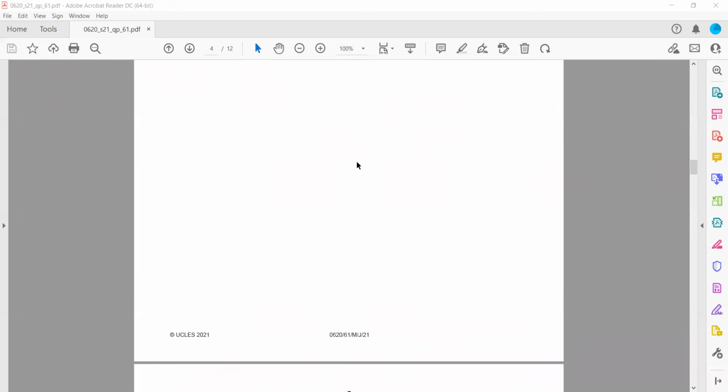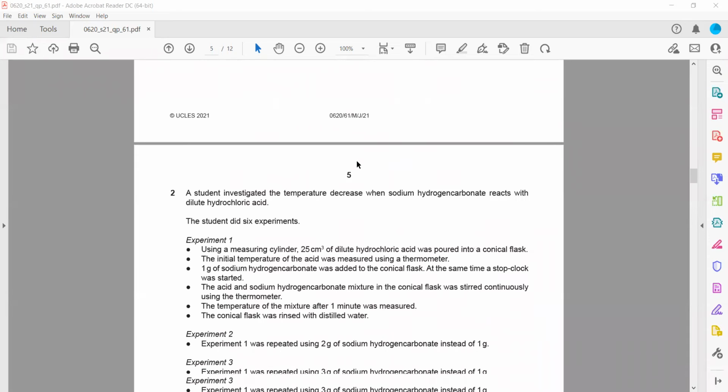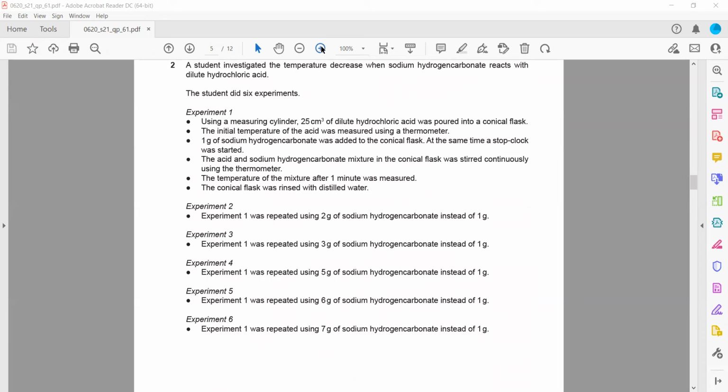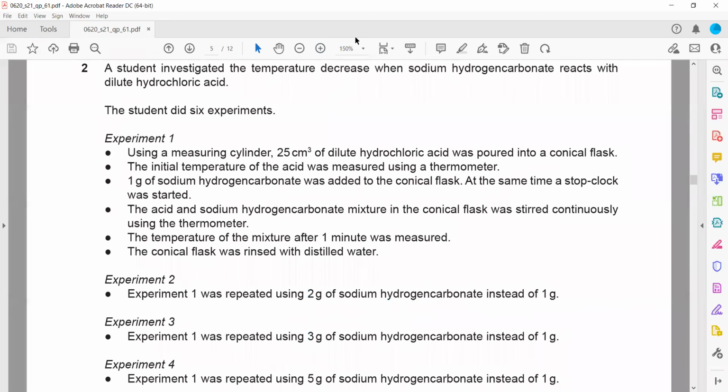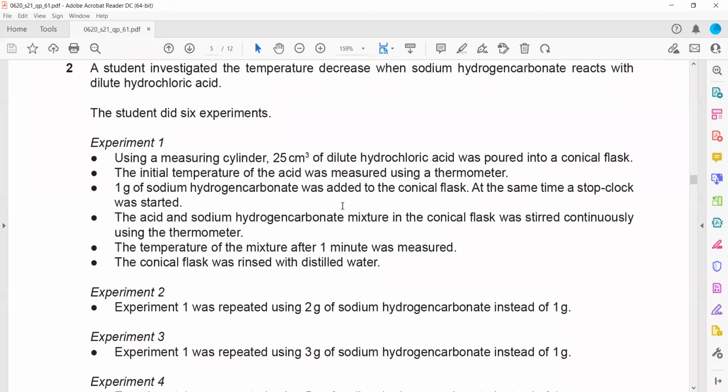The blank pages are there if you need to do extra work, any calculation, or any part you want to do extra work, you can use the blank pages.